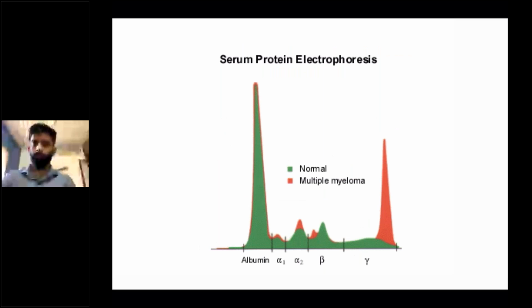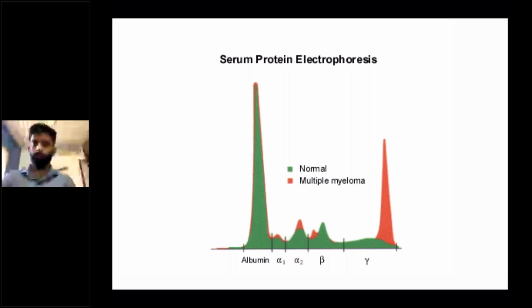The next picture is also the same thing. Normally, what you find is the albumin is seen like this. Coming here, this is the M protein. M protein is normally at this level, but in multiple myeloma it's elevated. Serum electrophoresis.